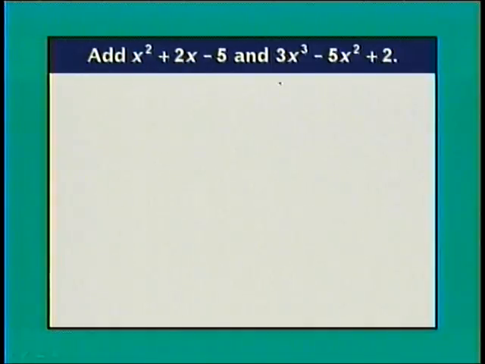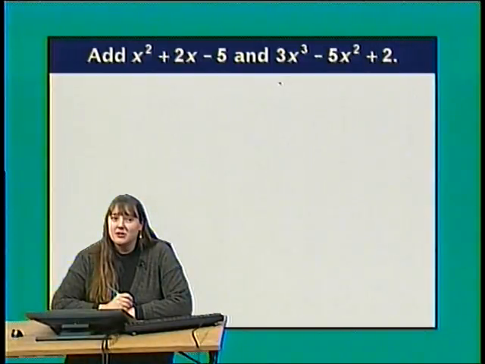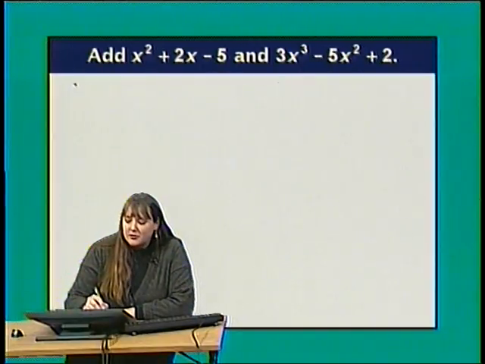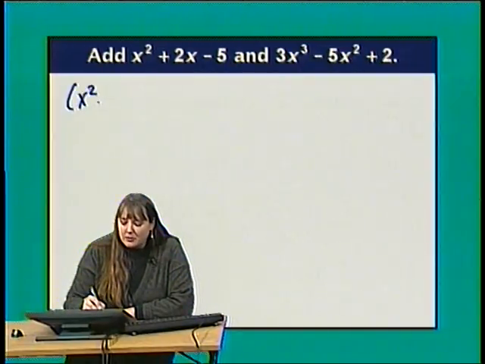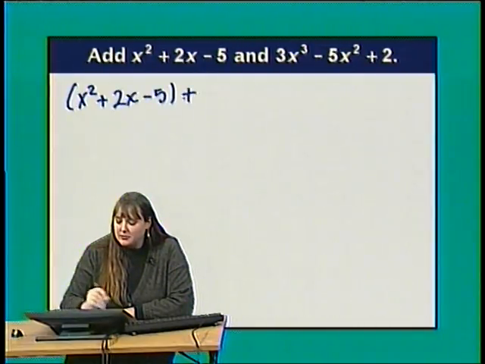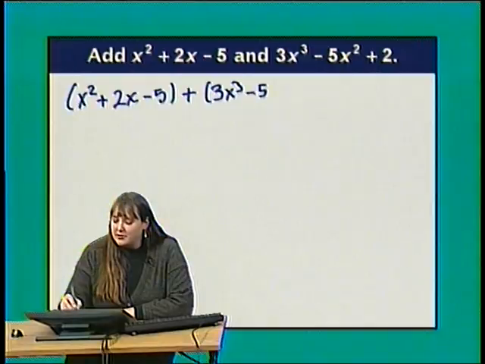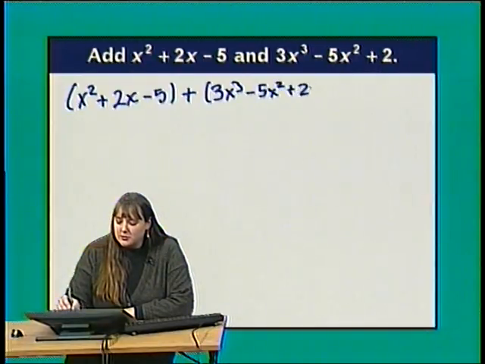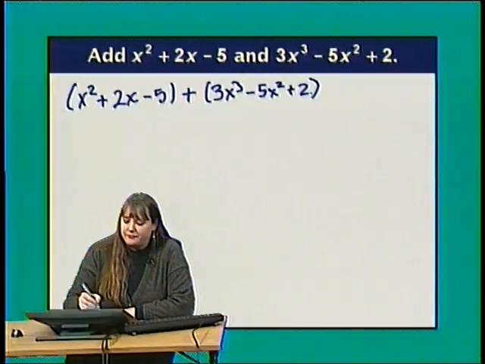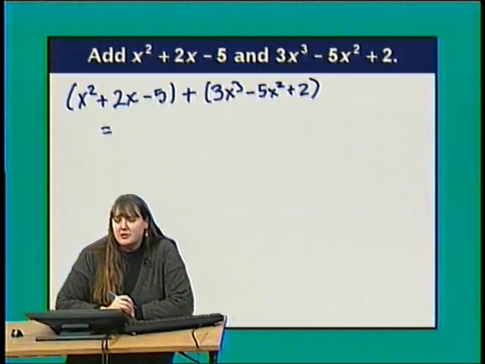Now let's add the trinomial x squared plus 2x minus 5 and the trinomial 3x cubed minus 5x squared plus 2. Remember, when we're adding polynomials, we're just adding like terms, like we did in Math 60. So I have my first polynomial, a second degree polynomial, x squared plus 2x minus 5, plus my trinomial 3x cubed minus 5x squared plus 2, which is a third degree trinomial. The parentheses here are just for emphasis. I don't need to write parentheses. The only reason I did is to show that I'm adding 2 trinomials together.